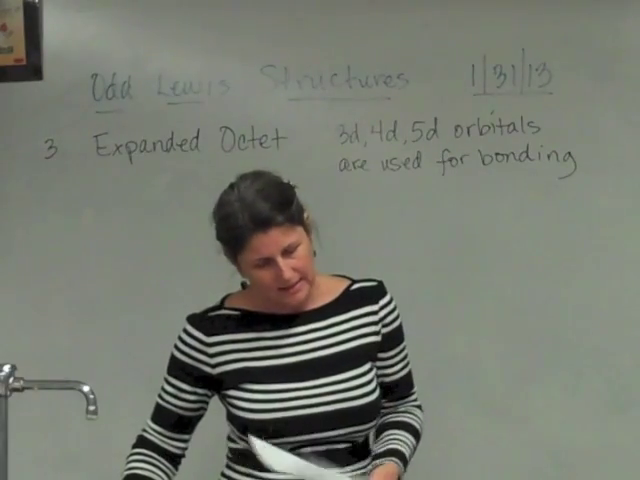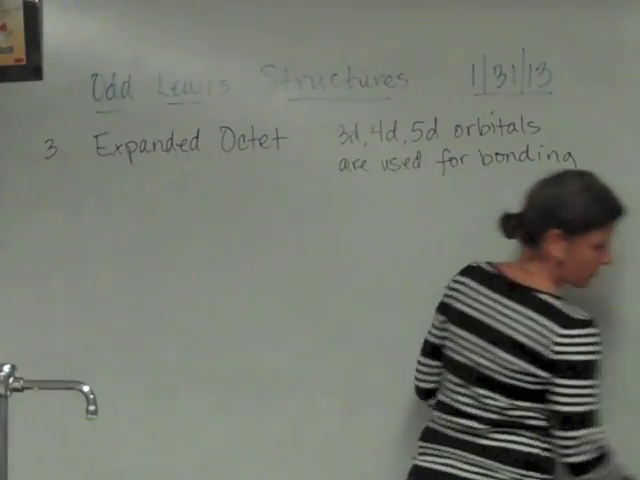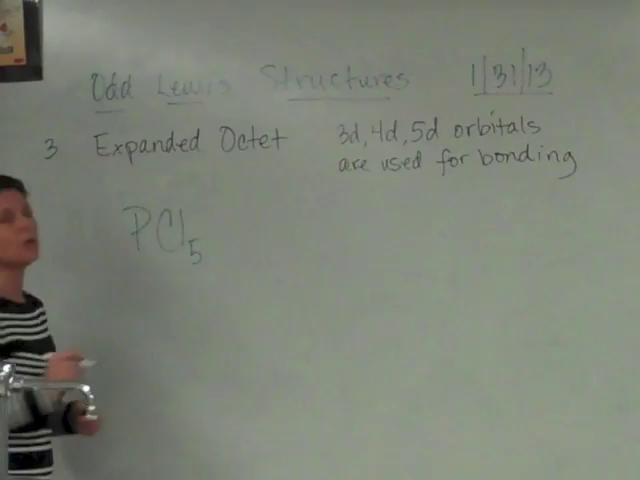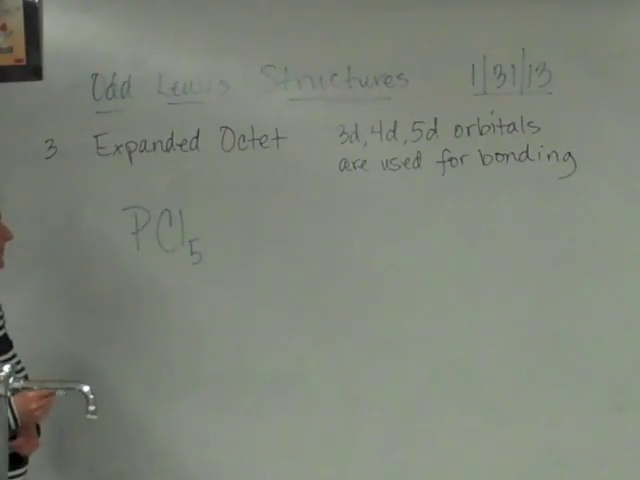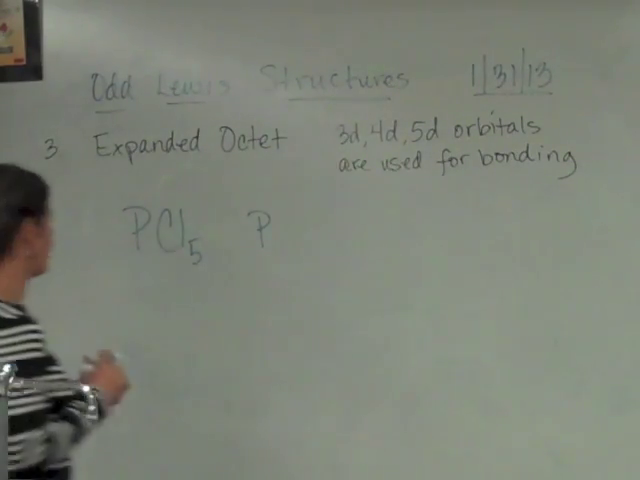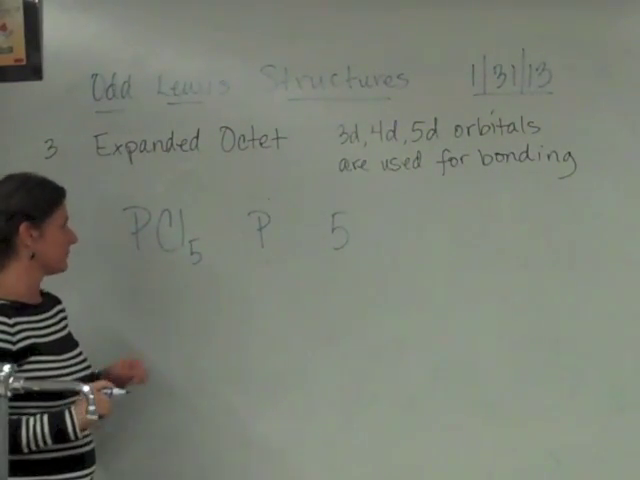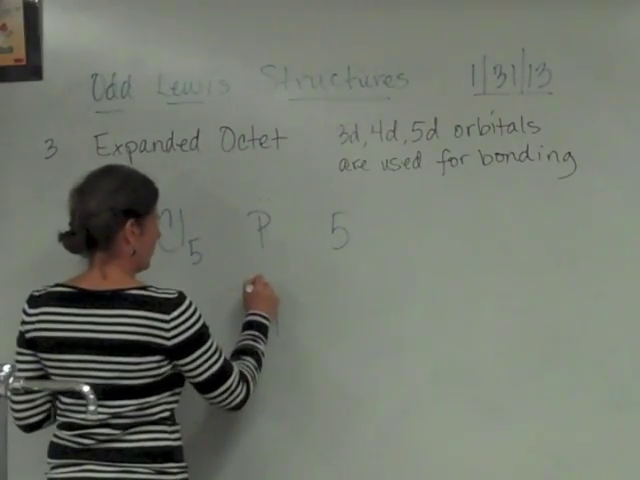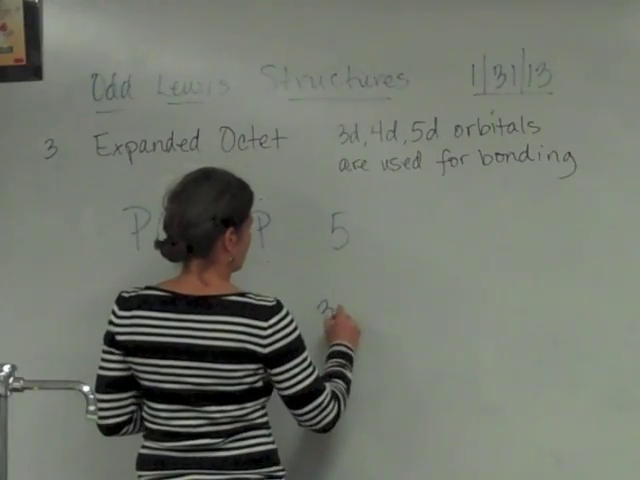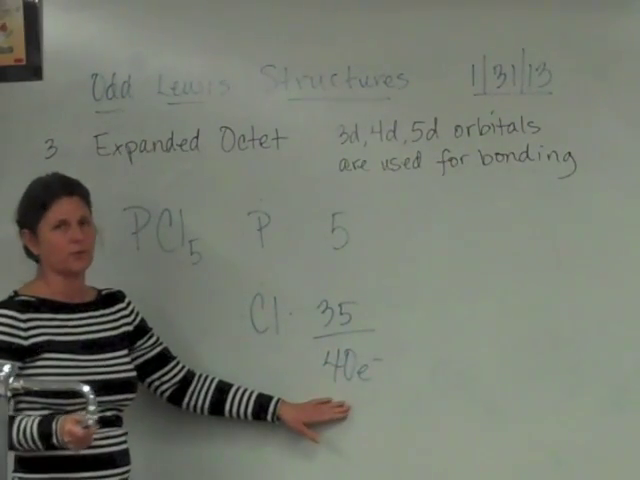So let's look at an example of this. Let's do a Lewis structure for phosphorus pentachloride. First of all, phosphorus is in group five: 1, 2, 3, 4, 5, and I've got one of them, so that's 5 electrons I have to account for from the phosphorus. Chlorine is a halogen in group 7: 1, 2, 3, 4, 5, 6, 7. 7 times 5 is 35 electrons I have to account for from the chlorine. So in my final structure, I've got to have 40 electrons present.